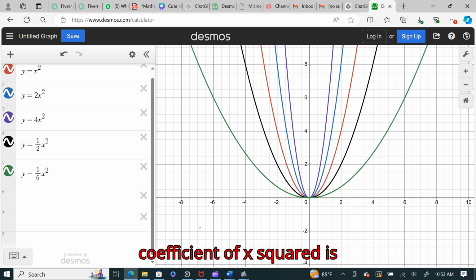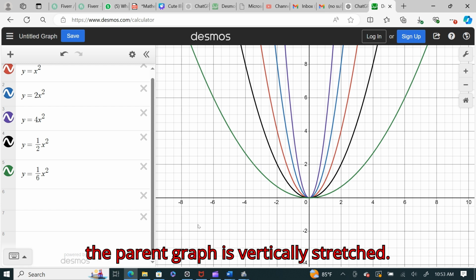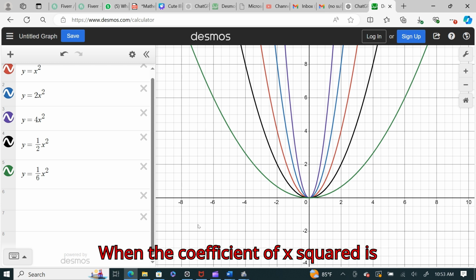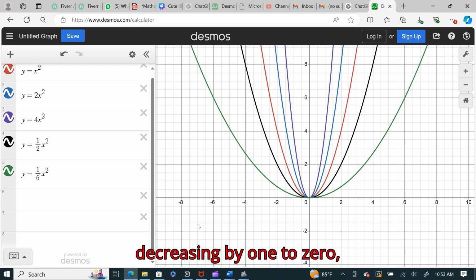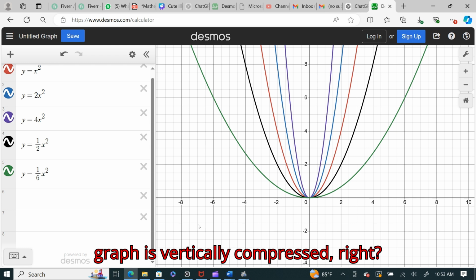So what is the conclusion? When the coefficient of x square is increasing from 1 to infinity, the parent graph is vertically stretched. When the coefficient of x square is decreasing from 1 to 0, the parent graph is vertically compressed, right?